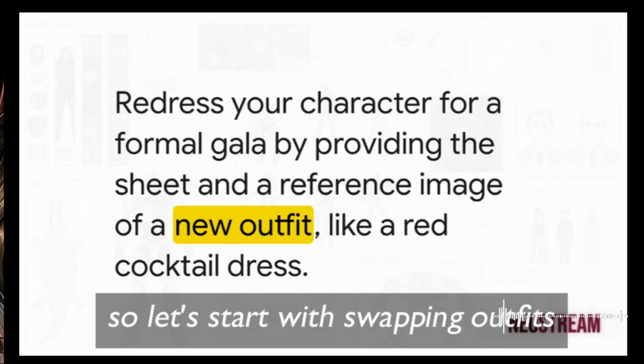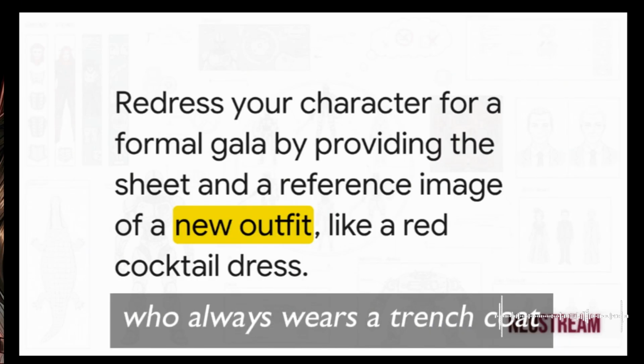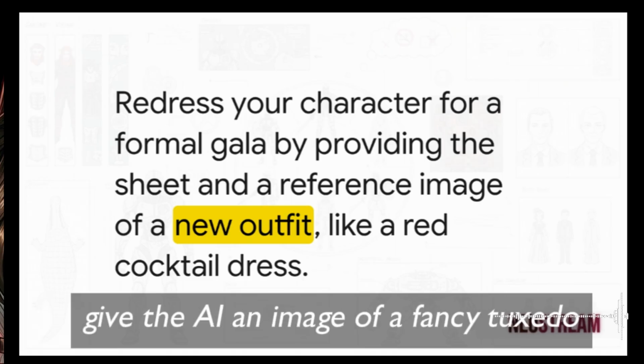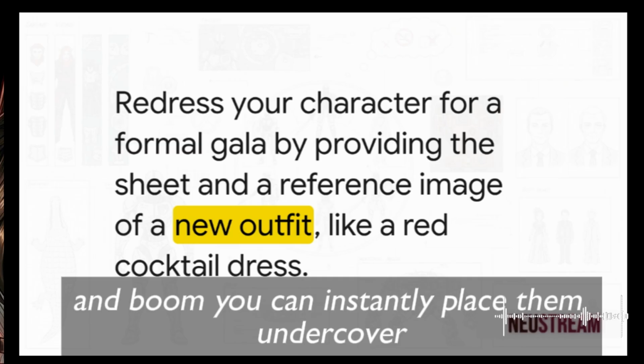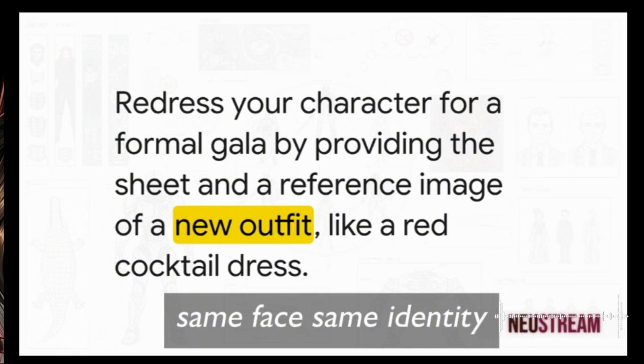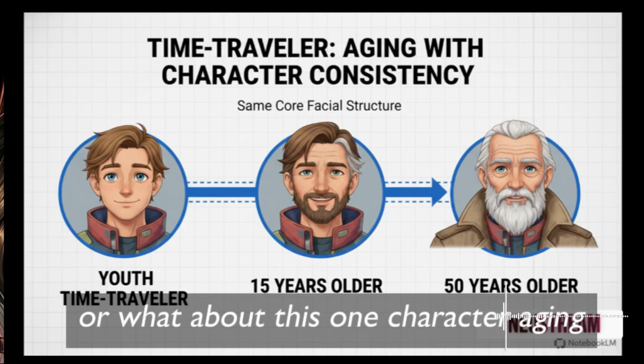So let's start with swapping outfits. Imagine your character is a gritty detective who always wears a trench coat. Well, now you can take their reference sheet, give the AI an image of a fancy tuxedo, and boom, you can instantly place them undercover at a high society gala. It is the exact same person, same face, same identity, but now you're telling a totally different part of their story.